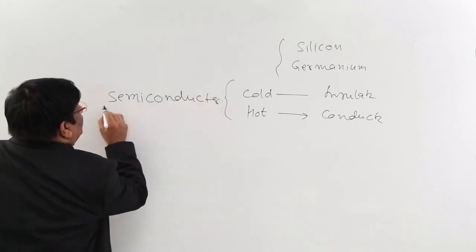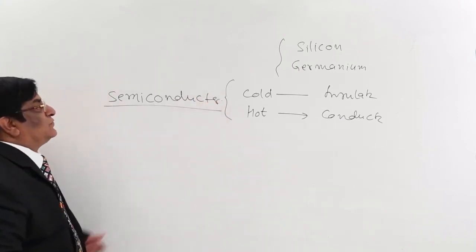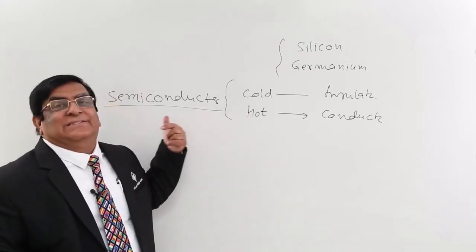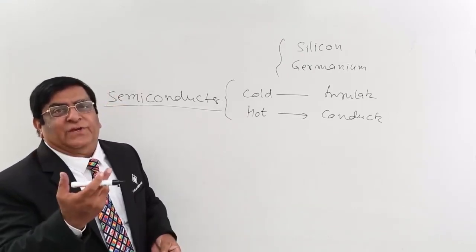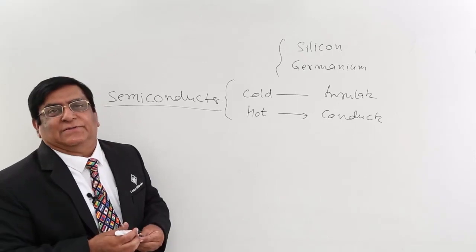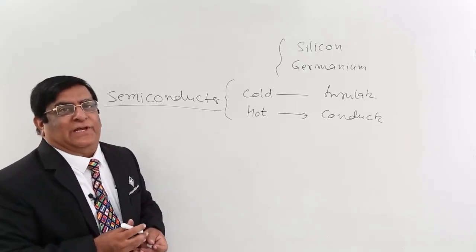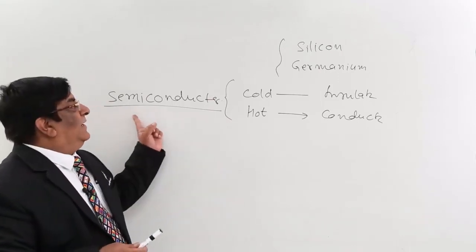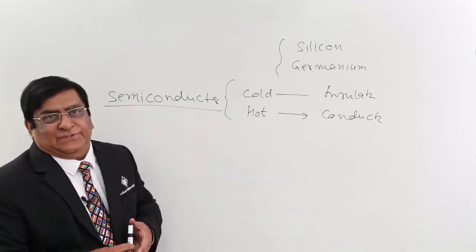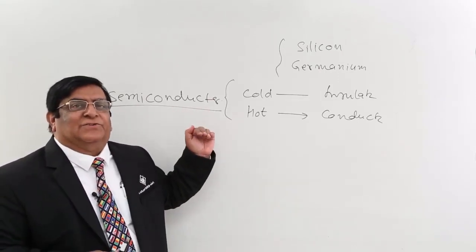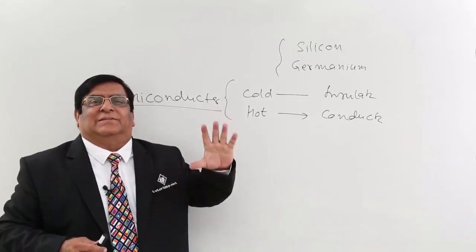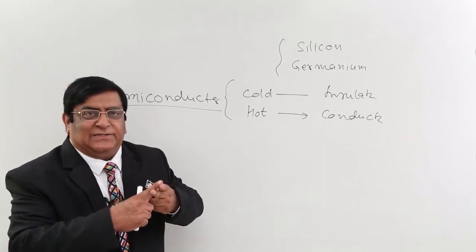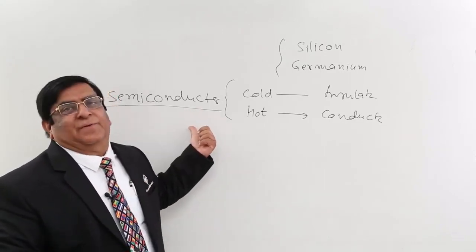And this semiconductor has become so prominent, so important, that this is the thing which we are using in all our electronics. Whether it is a computer, a calculator, our mobiles, everything is made of semiconductors. So, as such, we have put it in a different class. Now we have three classes: conductor, insulator and semiconductor.